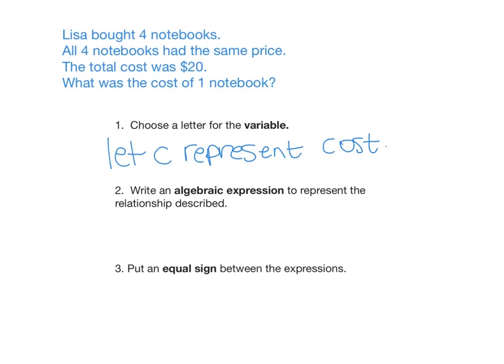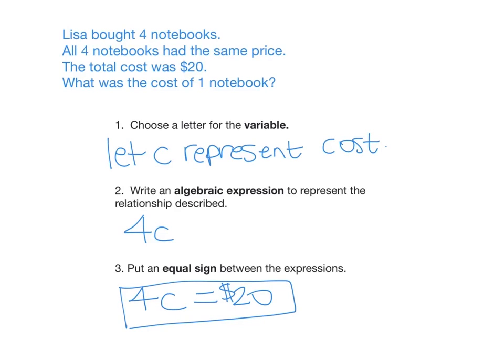The second thing we need to do is write an algebraic expression. What we do know is that she bought 4 notebooks and they were all the same price. So our expression can be 4 notebooks that all cost the same price, so 4C, or 4 times C. The last step is to write an algebraic expression with an equal sign. We can write down what we know: she bought 4 notebooks and they all cost the same, and the total cost of the notebooks was $20. And this is our algebraic equation.